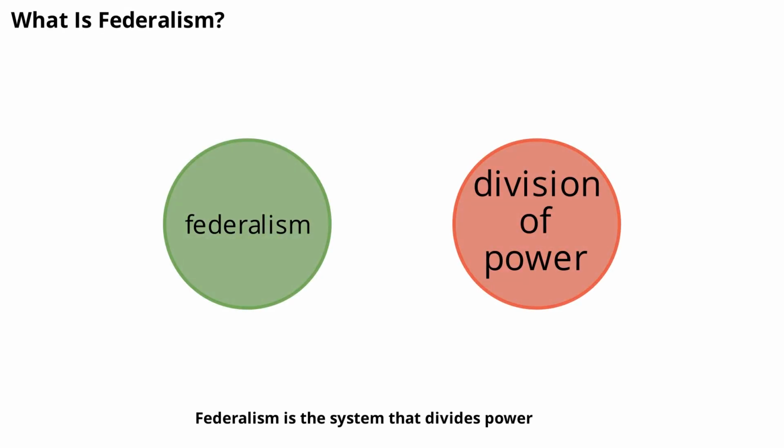Federalism is the system that divides power between the national government and the states. This means that while the federal government has certain powers, the states retain others. The U.S. Constitution outlines which powers belong to each level, creating a balance that allows both to function independently but also together. Federalism is a key feature of American democracy, ensuring that no single entity has all the control.